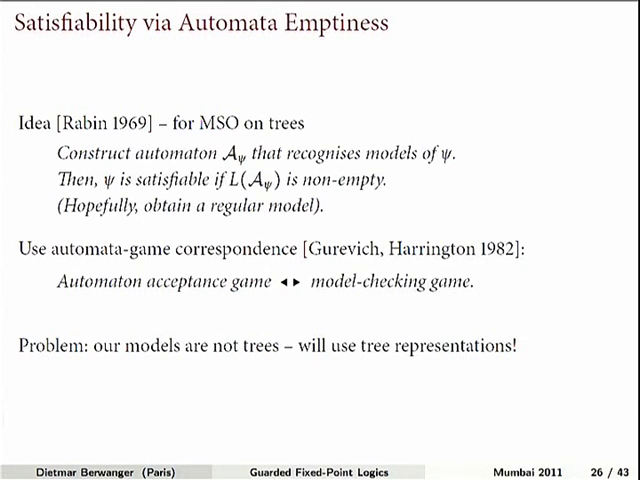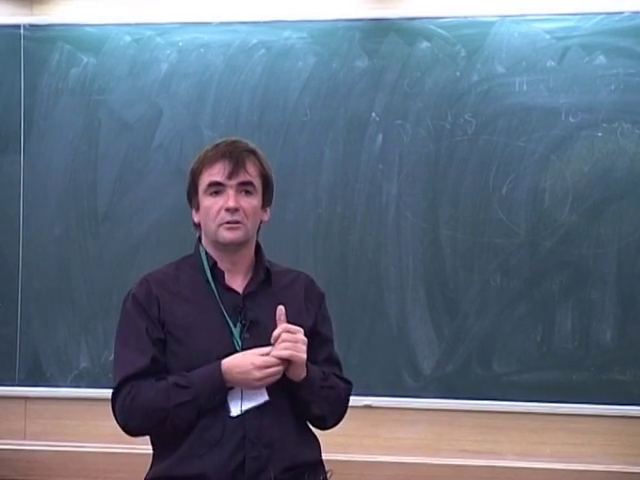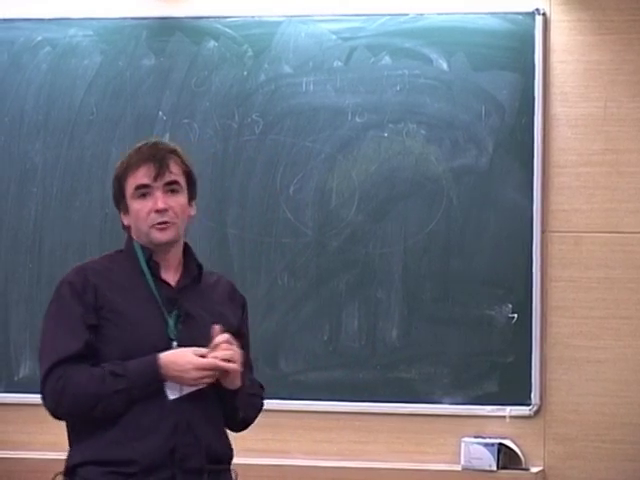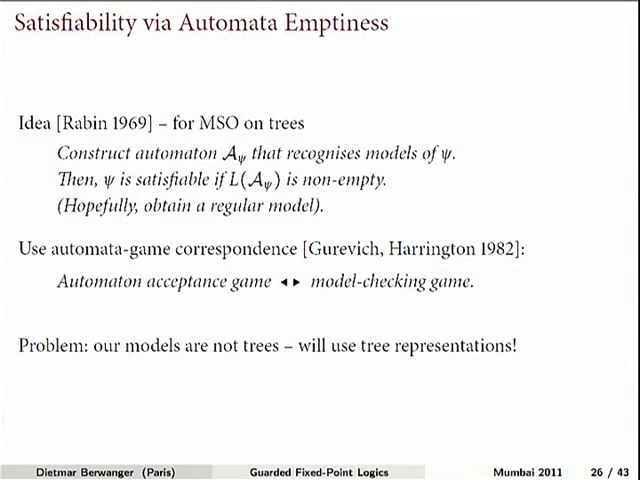And it goes like this. We take the formula and transform it into an automaton that accepts all the models. Here we talk about tree models. And then we just check whether the automaton has an empty language. And if this is not the case, then we know that the formula is satisfiable. And usually with techniques of this kind, we also get regular models. The secret is that the automaton generates a model in a finitary way, and this will give us a regular model.